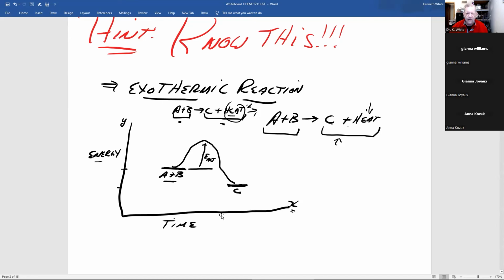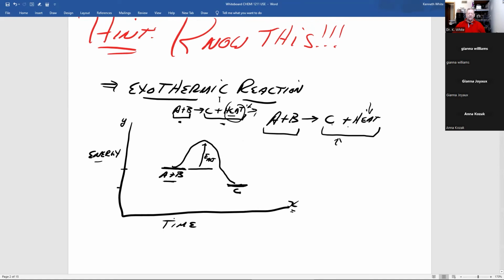Hint, you should know how to draw the energy diagram for an exothermic reaction. And again, I'll go through it. You start out with A and B. First of all, on the y-axis, you always have energy. On the x, I put time. Arbitrarily, I say A and B has this energy.